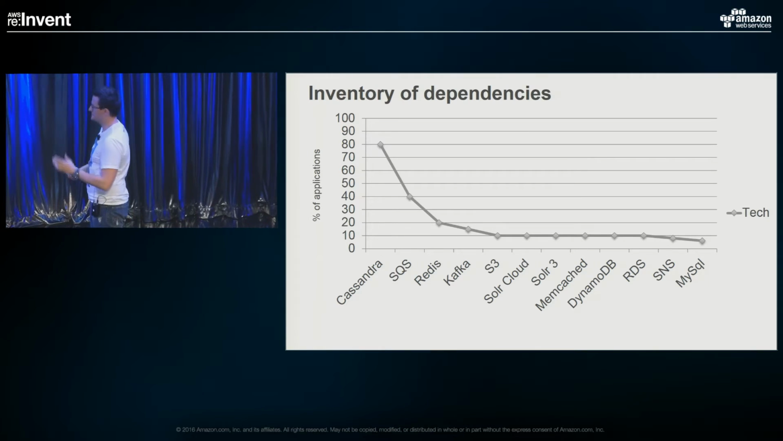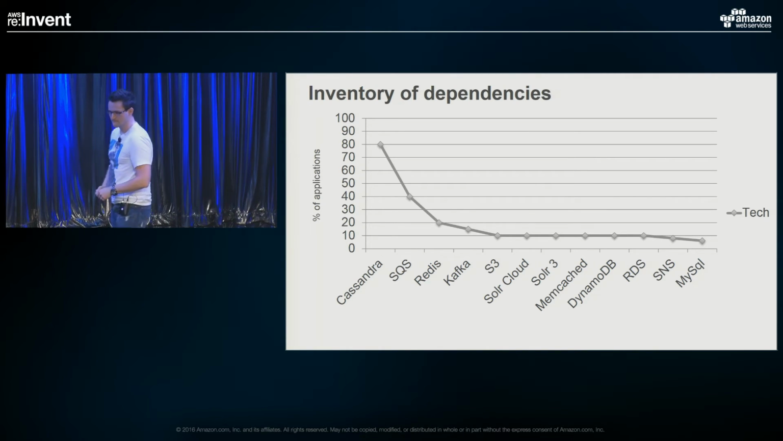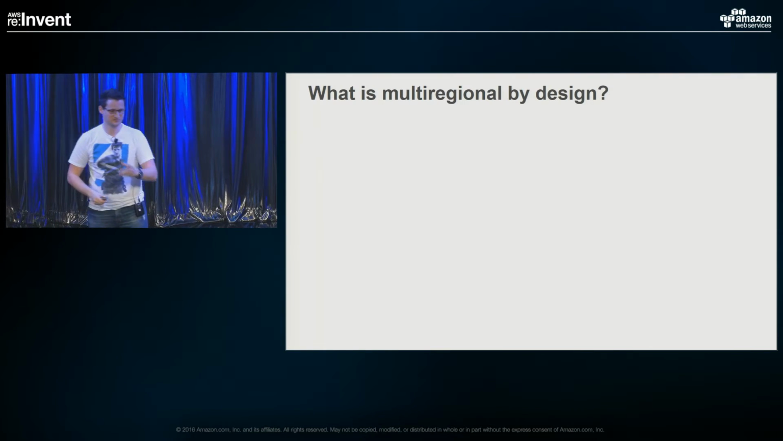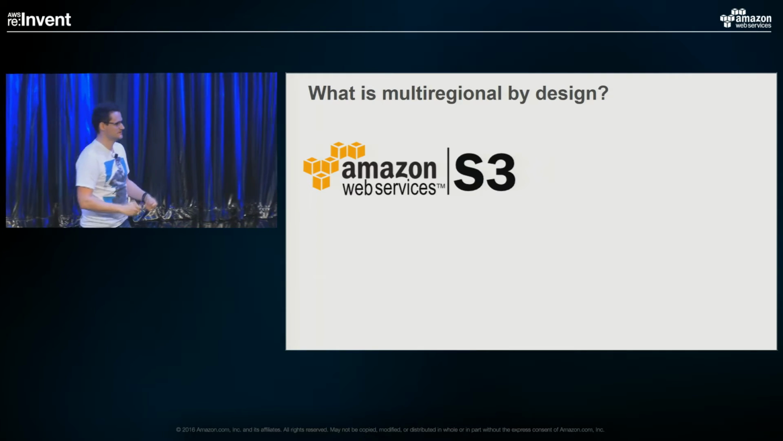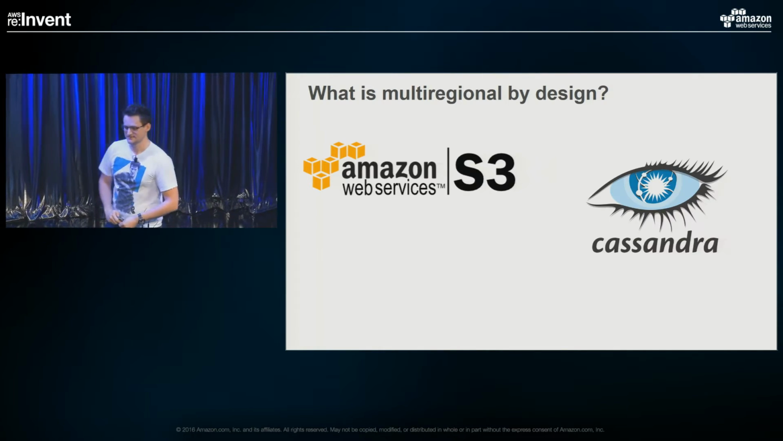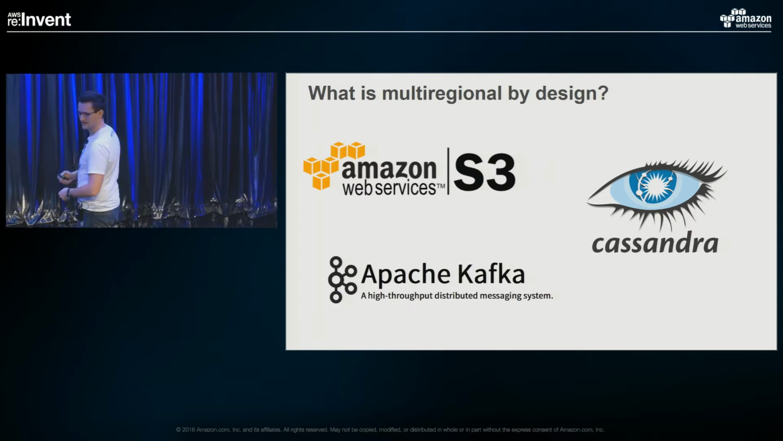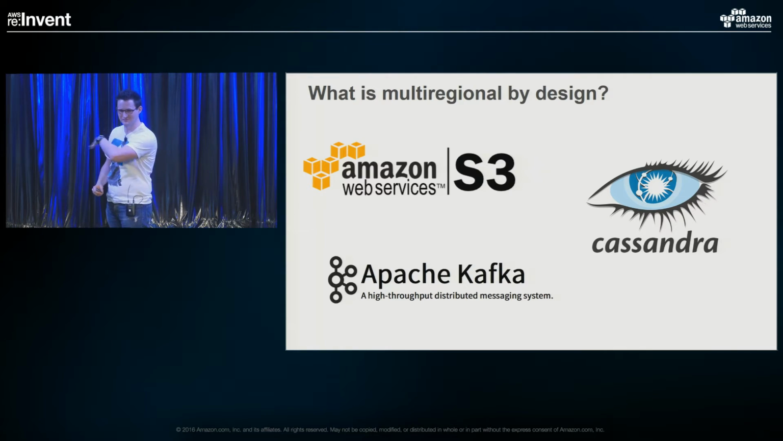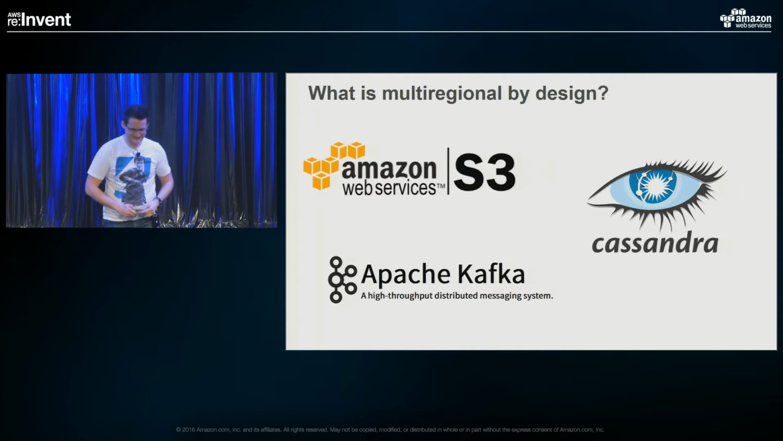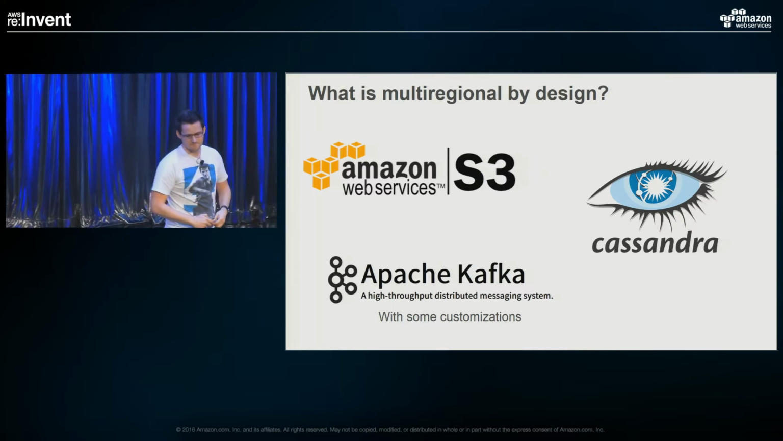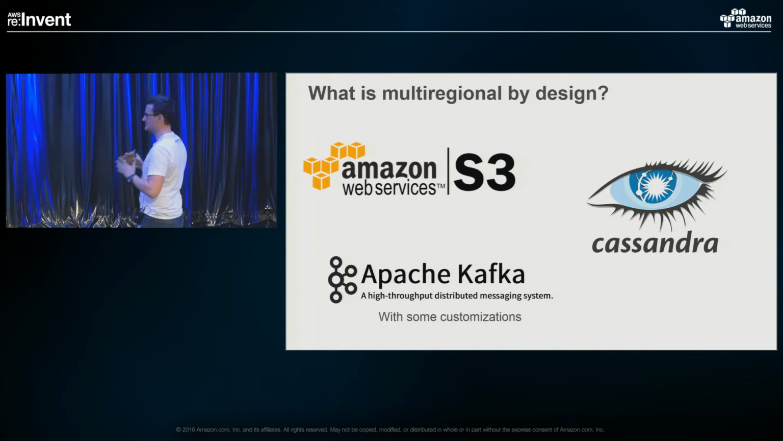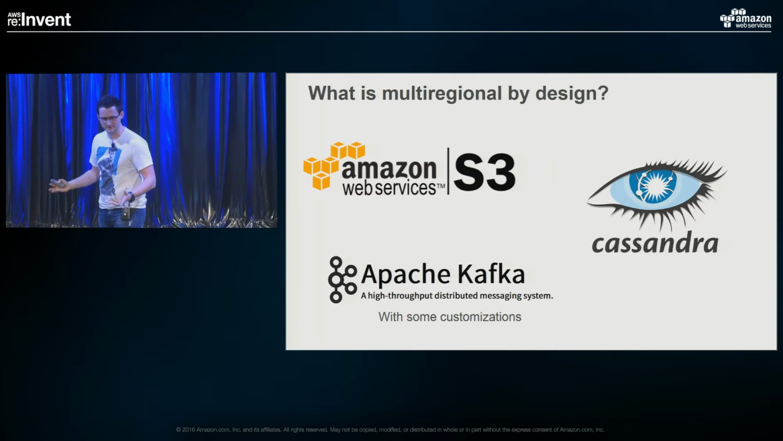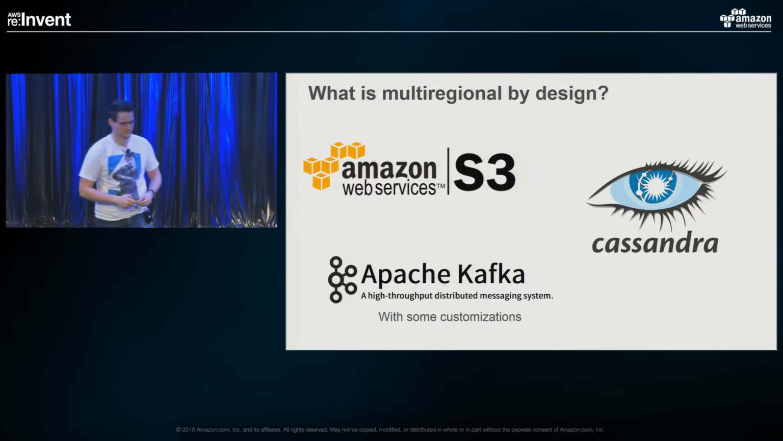After we went through the list, we asked, okay, what is multi-regional by design? We have so many things, so it should be easy to move, right? S3, multi-regional, nice. Cassandra, another multi-regional thing. Apache Kafka. You see, it kind of occupied the whole slide, so you can guess that that's it. Even with Kafka, it didn't work for us the way it's available as open source right now. We had to do some customizations to make it work for our use cases.